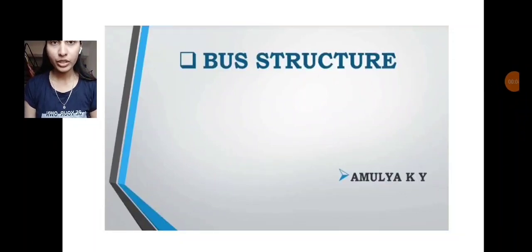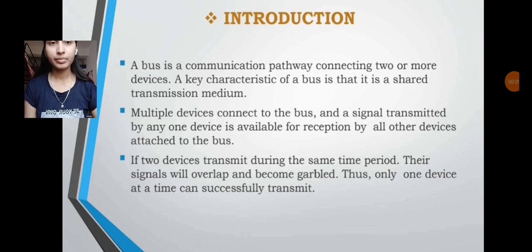Today I want to share information about the bus structure in computer organization and architecture. Introduction. A bus is a communication pathway connecting two or more devices. A key characteristic of a bus is that it is a shared transmission medium. Multiple devices connect to the bus, and a signal transmitted by any one device is available for reception by all other devices attached to the bus.